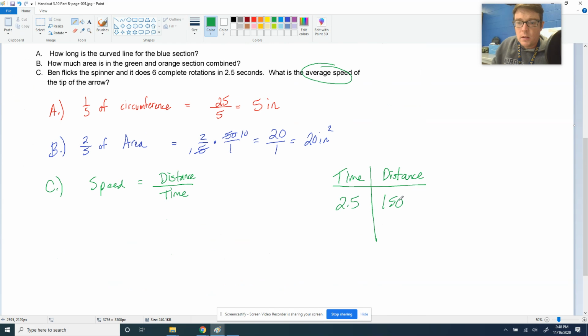So we got the distance. It's 150. So our job really here is just to find out what the constant of proportionality is. Divide the distance by the time, right? 150 divided by 2.5. Now I've got that in my calculator right here, and when I divide it by 2.5, that gives me 60. So that little arrow was traveling 60 inches every second as an average speed. He flicked that thing pretty hard, and it was moving quick. And that makes sense. When you spin that spinner, it goes pretty fast. It slows down at the end, but the average speed was 60 inches per second.